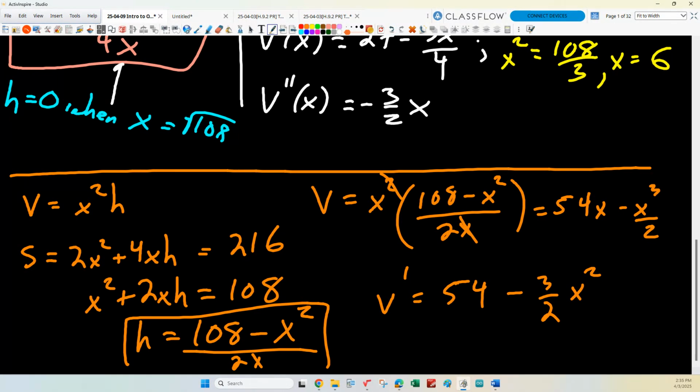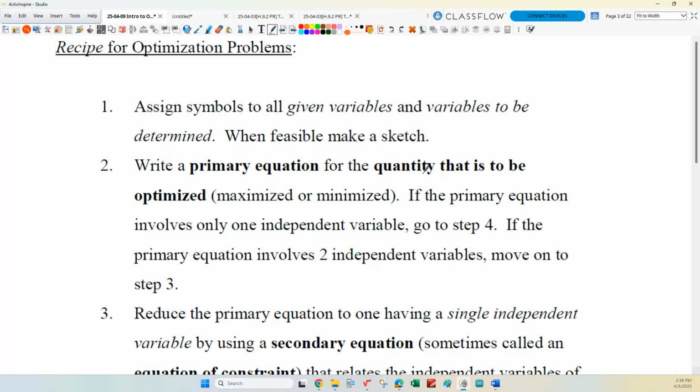So then what are the steps we go through? Here's kind of your recipe, and I'll print this out and put it in the handouts. Our recipe for optimization problems breaks down to something like this. This will look similar to what we did for related rates problems. We want to assign symbols to all the variables, so x's and y's and r's. When we can make a sketch, make a sketch. That's very helpful. And then our goal is to write a primary function for the quantity that's going to be maximized.